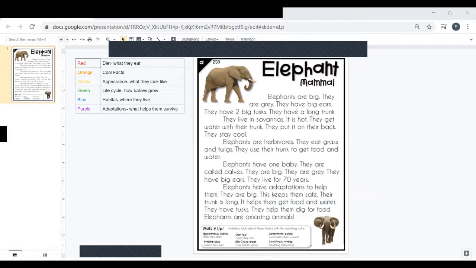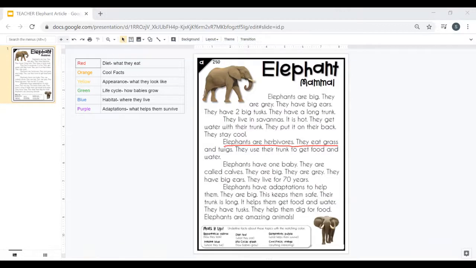When I look back in my text, I remember that elephants are herbivores. They eat grass and twigs, and they use their trunk to get food and water. So I remember that herbivore means that they are plant eaters. That's why they eat grass and twigs. They eat plants. Perfect.